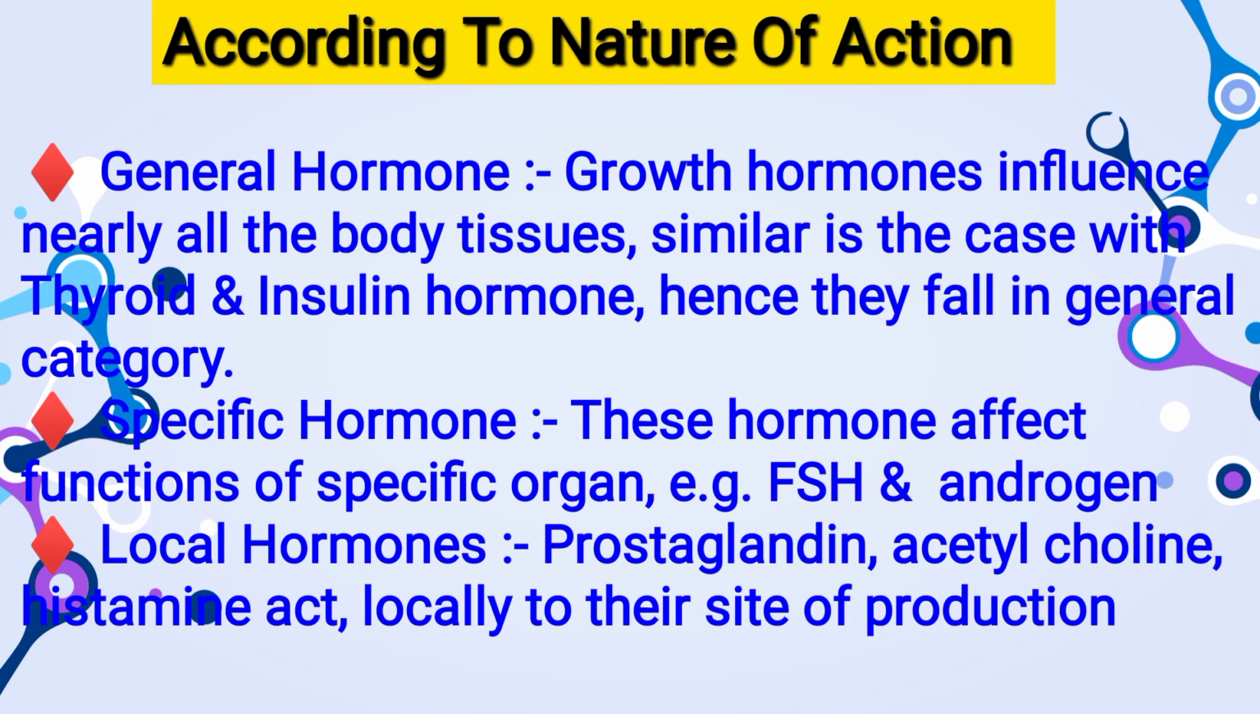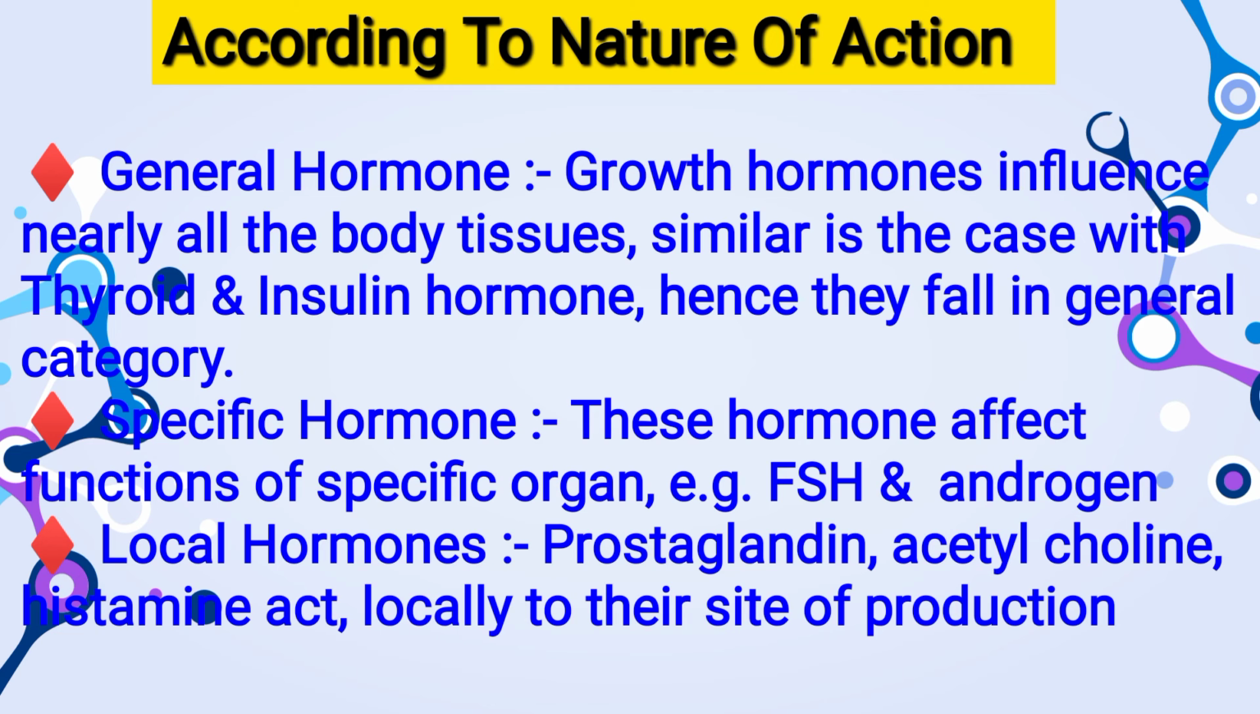Next one, general hormones. These are hormones transported through circulation to the distal target tissue or organ. Examples are thyroid hormones and insulin. Third one is specific hormones. These hormones affect the function of specific organs.